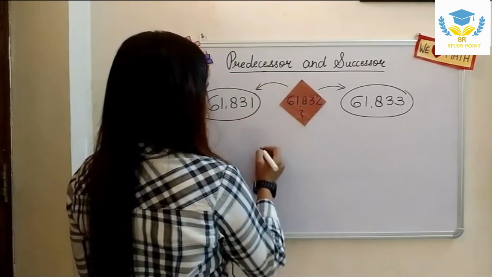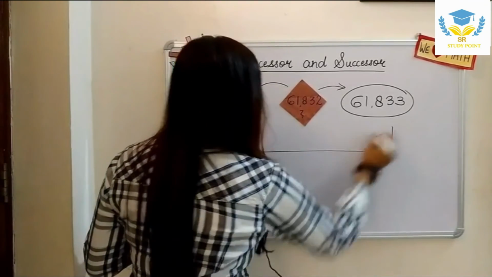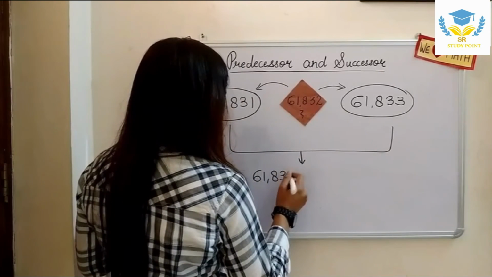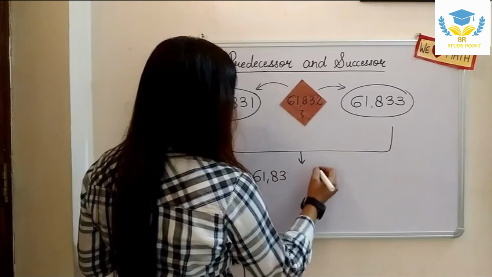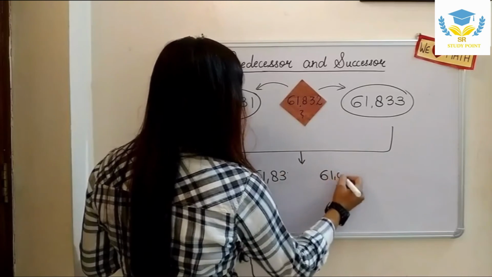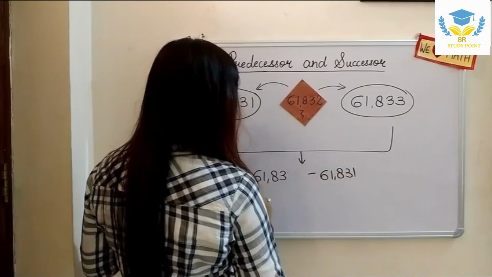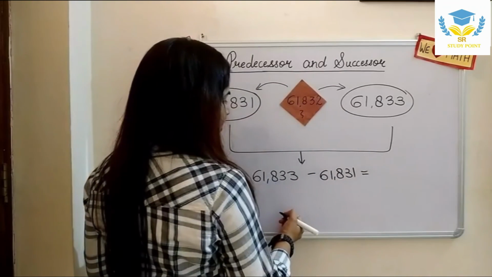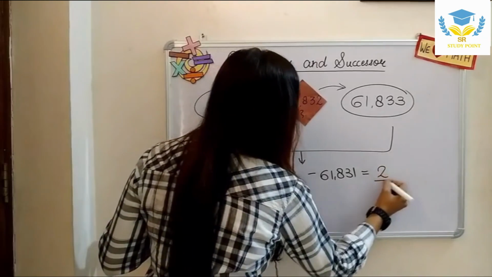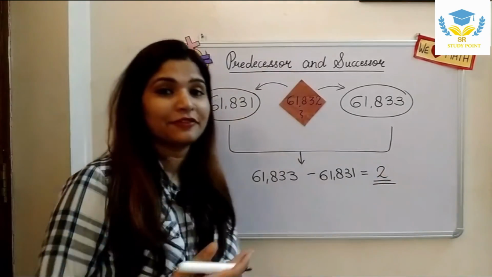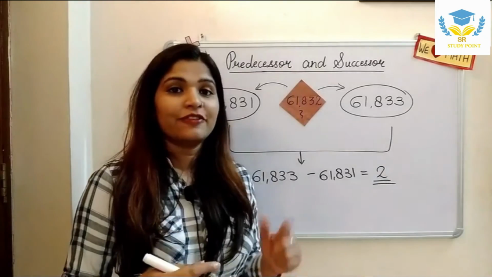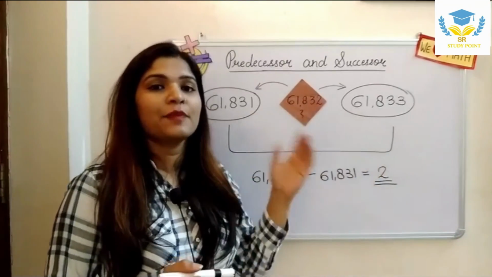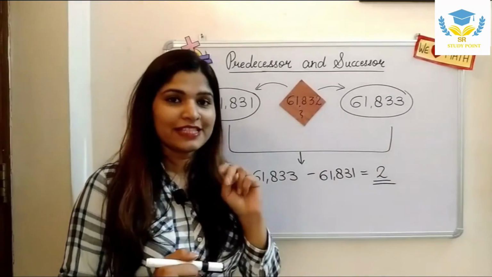We will subtract 61,831 from 61,833. What will we get? Yes, again we get the answer as 2. It is confirmed now. So it is the fact which we have learned today, that the difference between the successor and the predecessor of a given number is always 2.